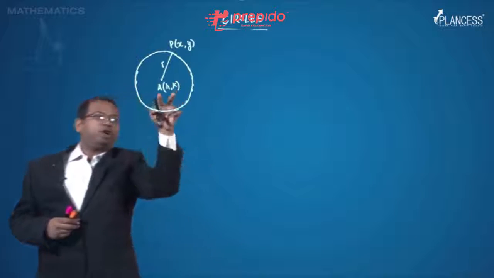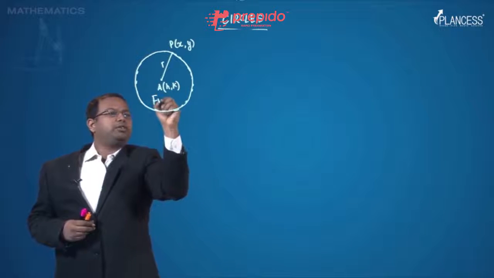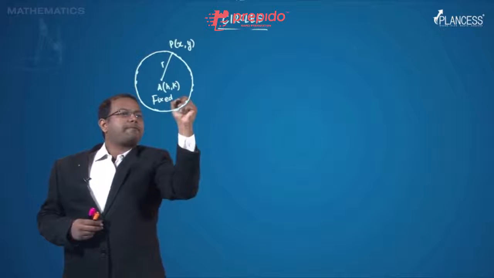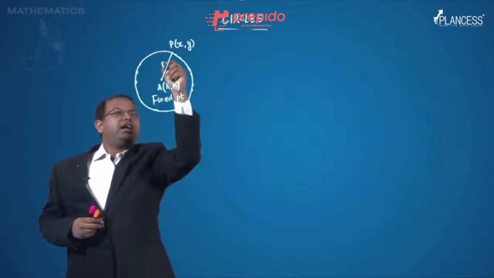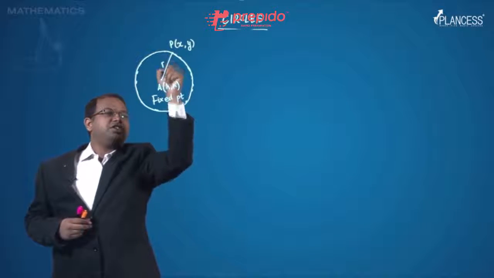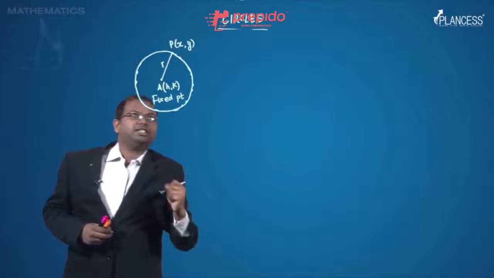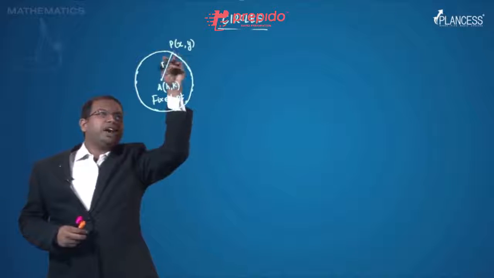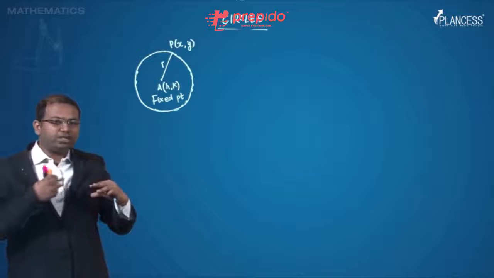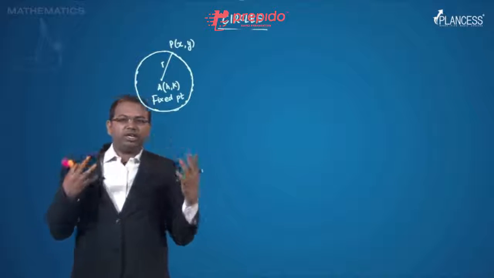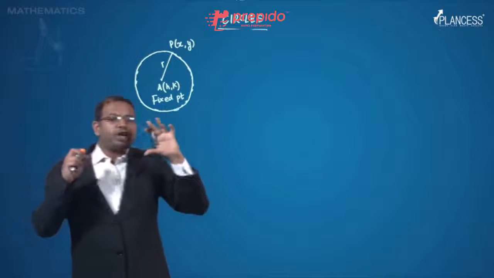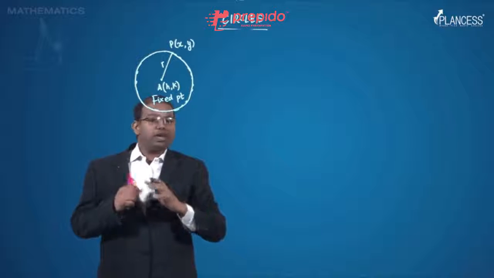Now this is our fixed point, and this is the fixed length of the string which is called the radius. Now in order to find the equation of a circle, first what we are trying to do here is we are trying to represent the circle in the form of an equation.